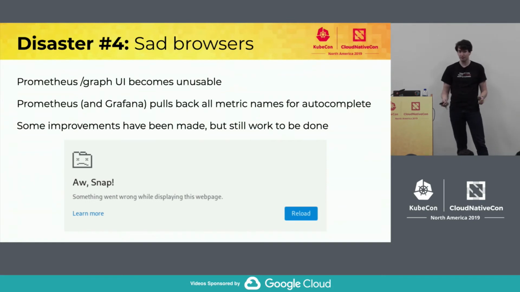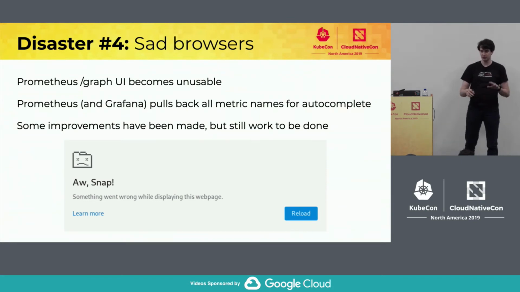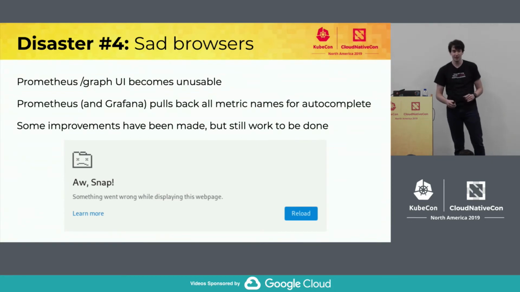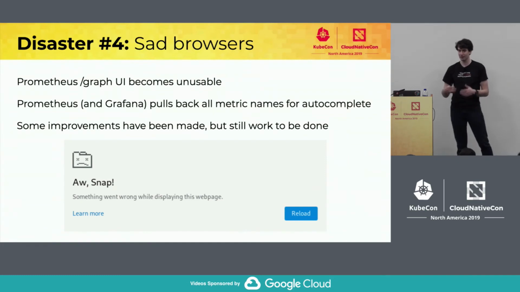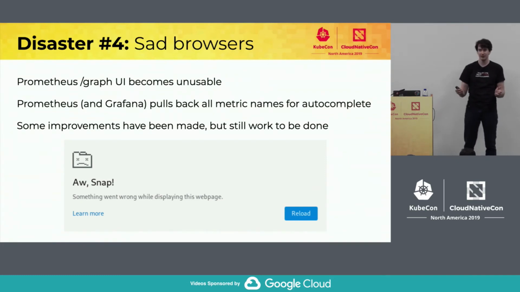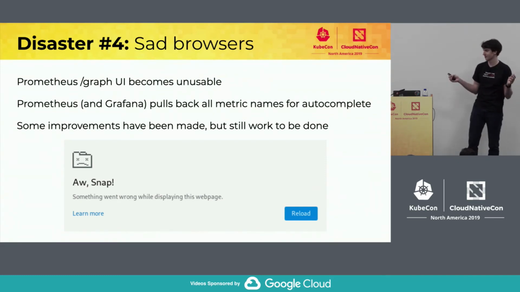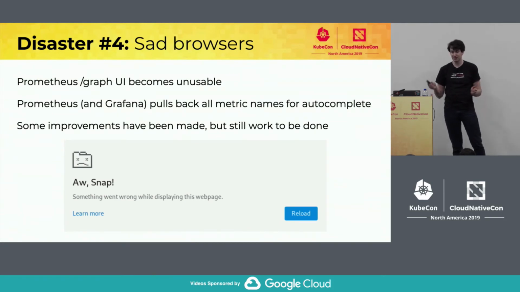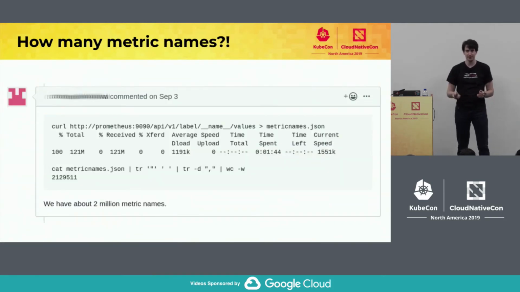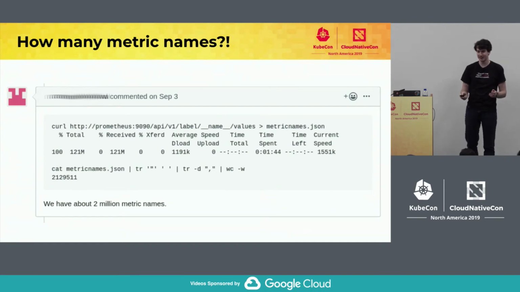The reason for this is that the Prometheus and Grafana UIs, if you're putting a new query into the UI, pull back every single metric name for the type ahead completion. It's a nice tool. I don't know all the names of every metric in my system. That's way too much cognitive load. Type it in, start getting there. Great, that's a really nice feature. But some systems have 2 million metric names.